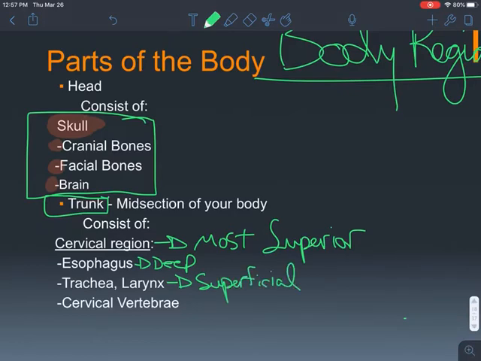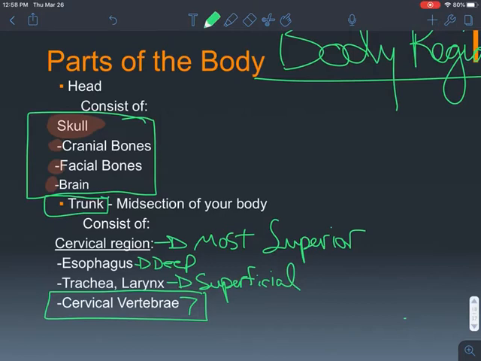And then we have cervical vertebrae. You have 7 different cervical vertebrae. That's the total of cervical vertebrae that you have.